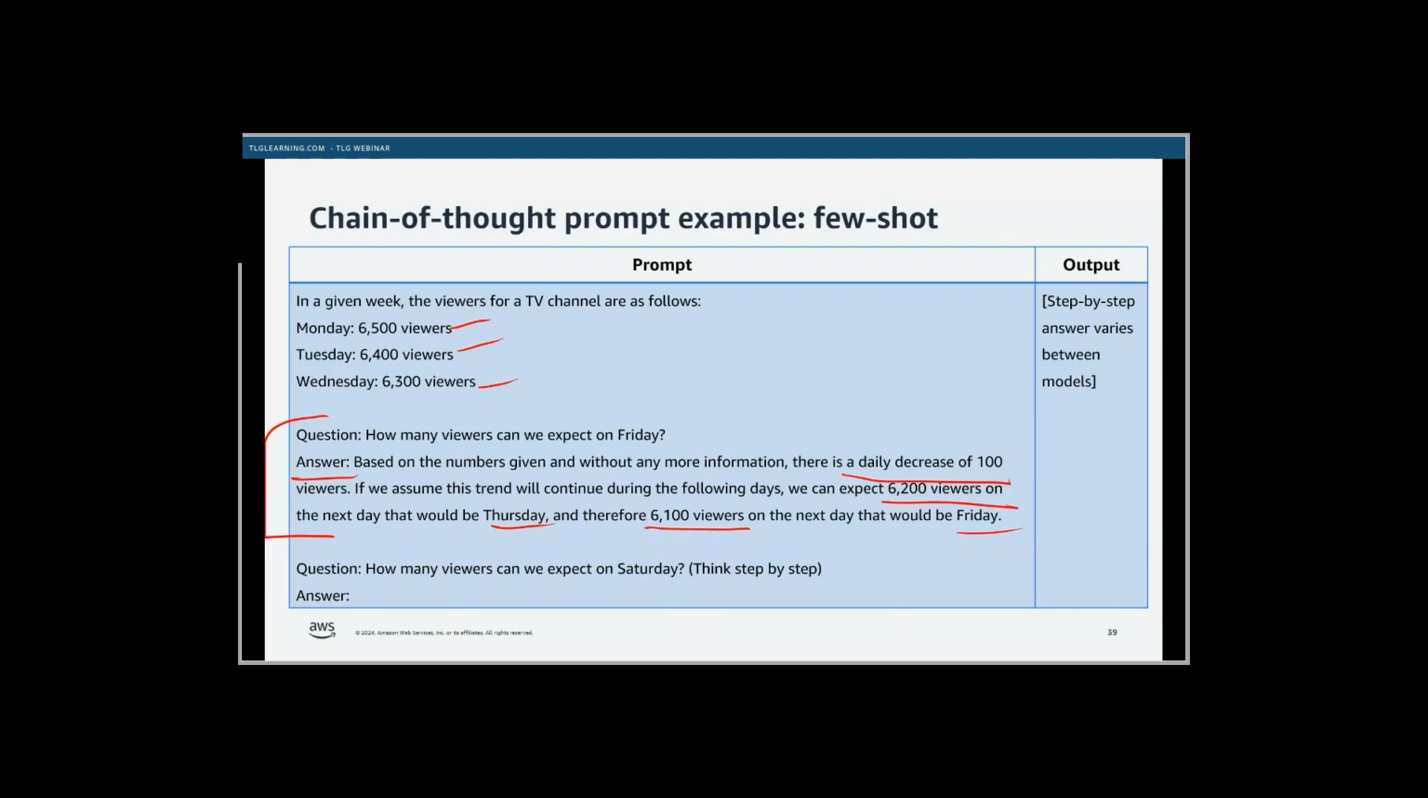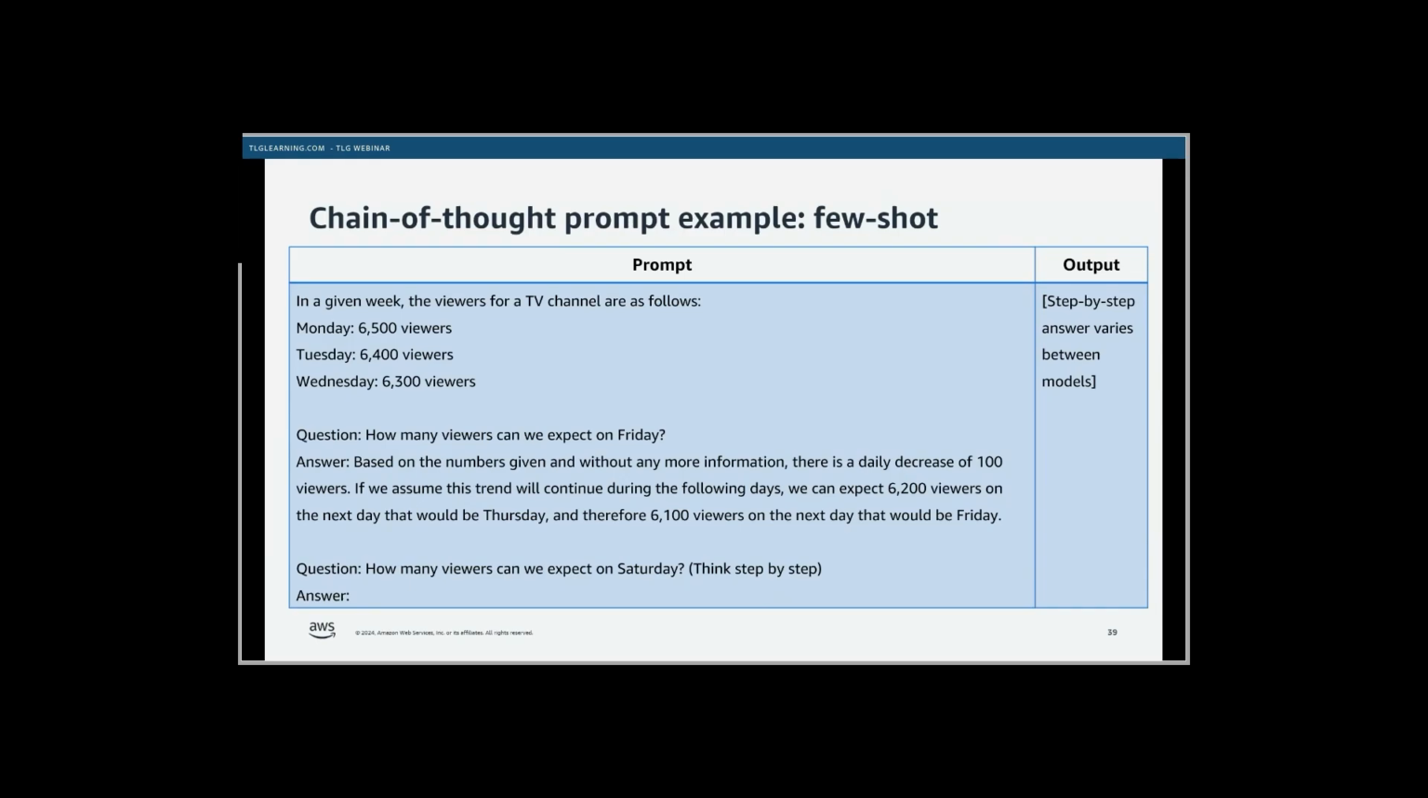And then we get to our actual question. How many viewers can we expect on Saturday? Think step by step, given the examples and the information we've been provided. And the results could vary based on the AI.